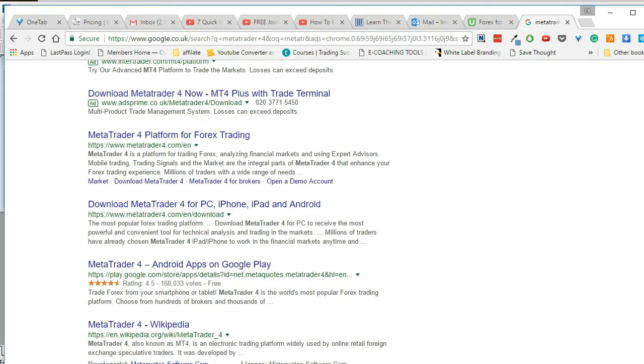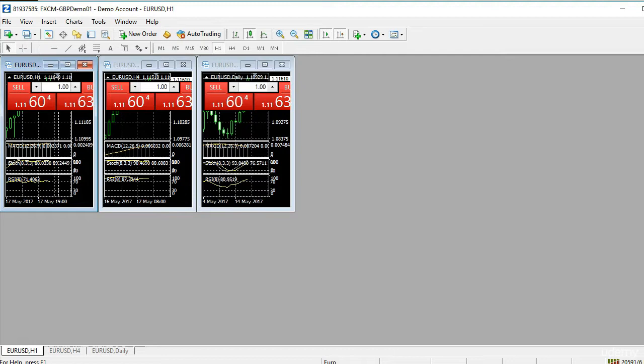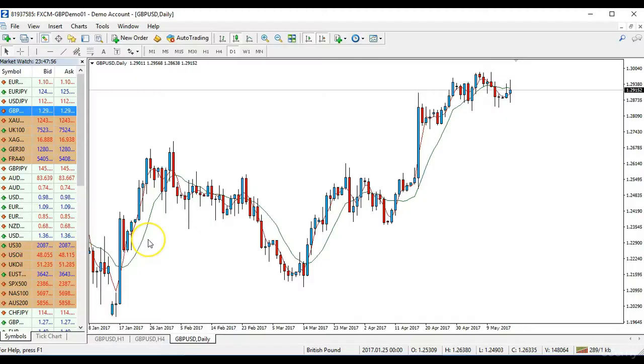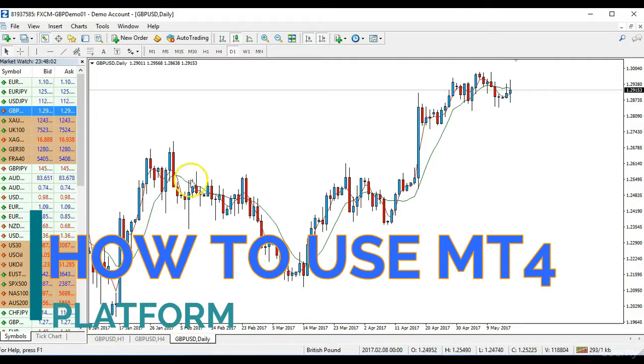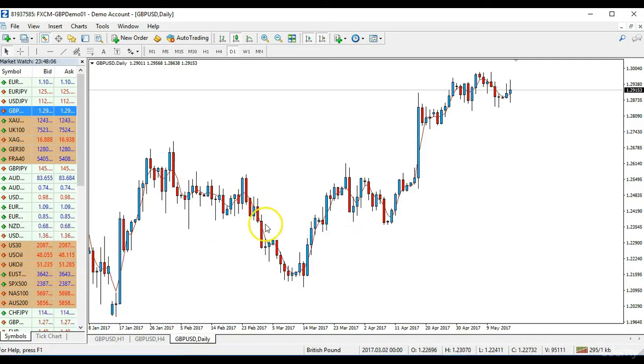But the demo platform will show you how to use it. It's your practice platform. You can't break anything, and it's what you need to do before you actually do your real trading. So let me just very quickly go through how you would use the platform. So what I will do first of all is I will just remove everything here, all the indicators here.